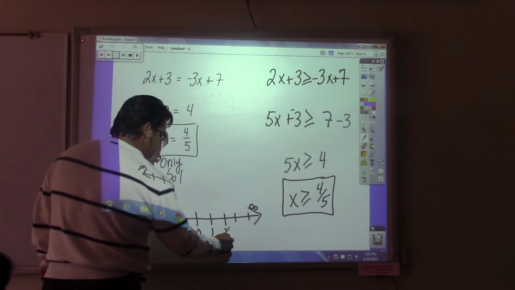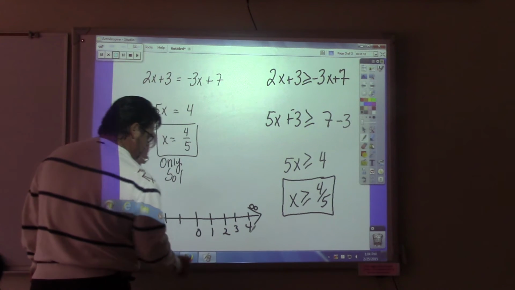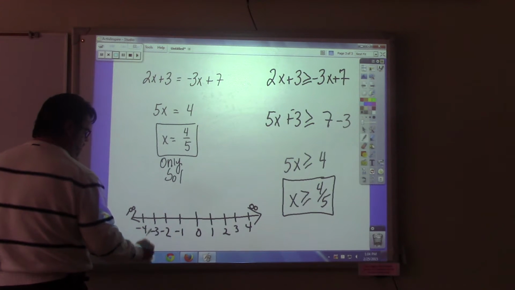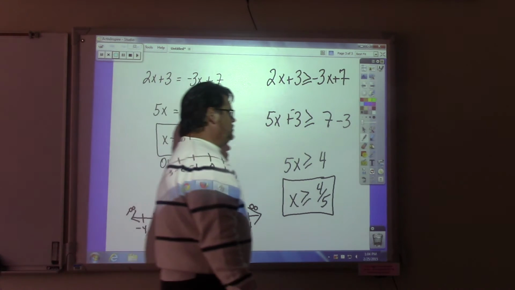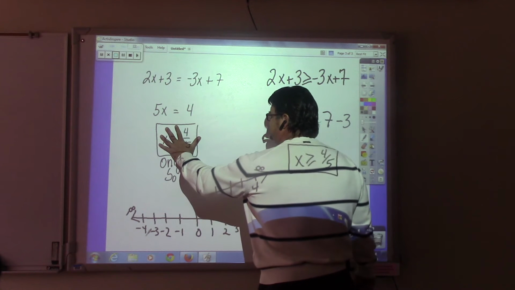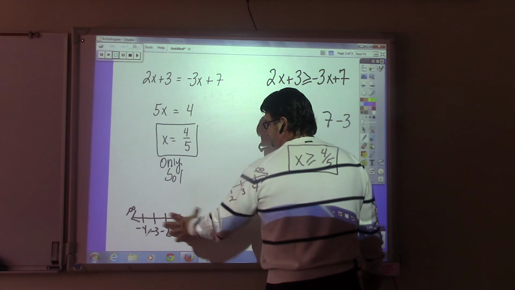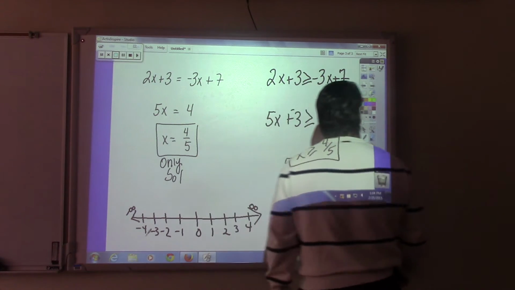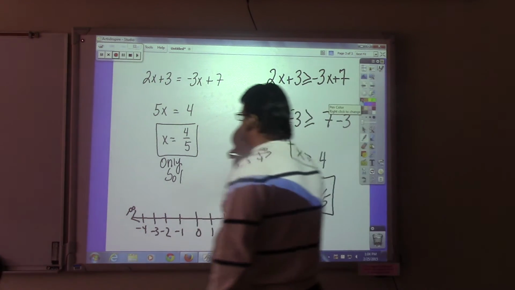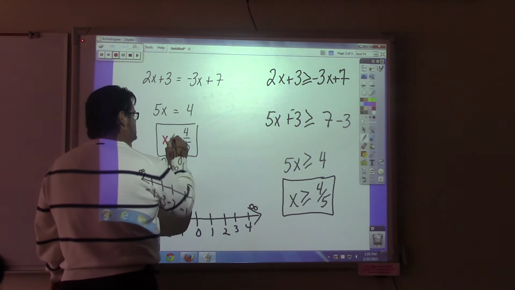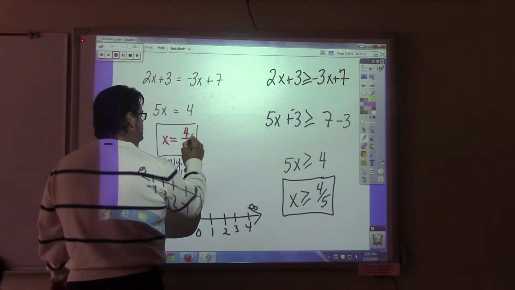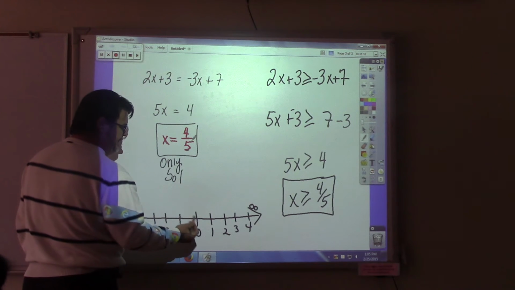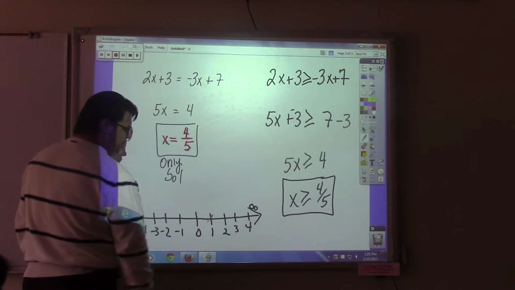0, 1, 2, 3, 4. Negative 1, negative 2, negative 3, negative 4. Now, with this, how many location points are on this? Just one. Where is it? 4/5. So, I'm going to put this in red. X is equal to 4/5. 4/5 is almost 1. It's right there, and I put a little dot right there.